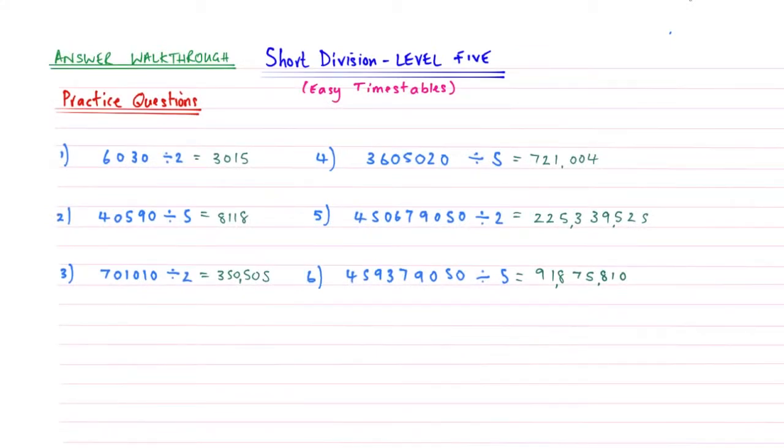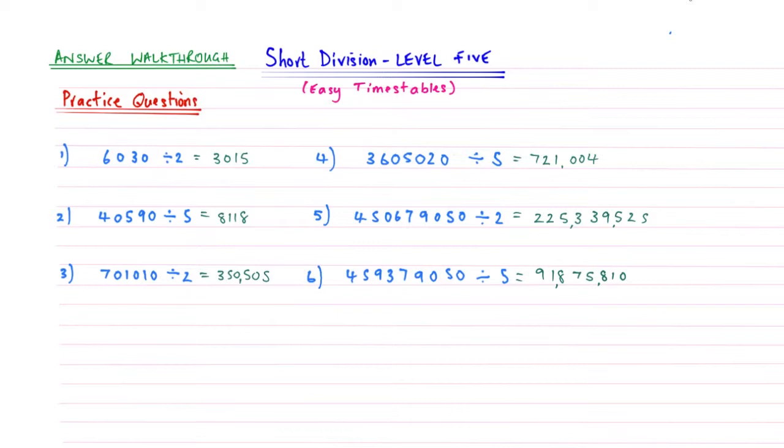This is the answer walkthrough video for short division level 5. So here are your quick answers then. The answer to number 1 is 3015. The answer to number 2 is 8118. The answer to number 3 is 350,505. The answer to question 4 is 721,004. Question 5 is 225,339,525. So that one was epic.